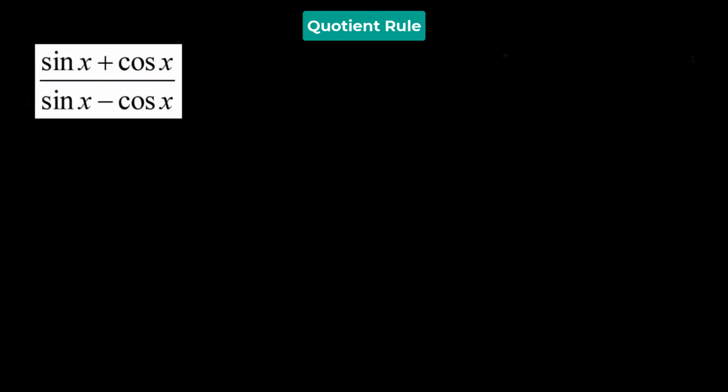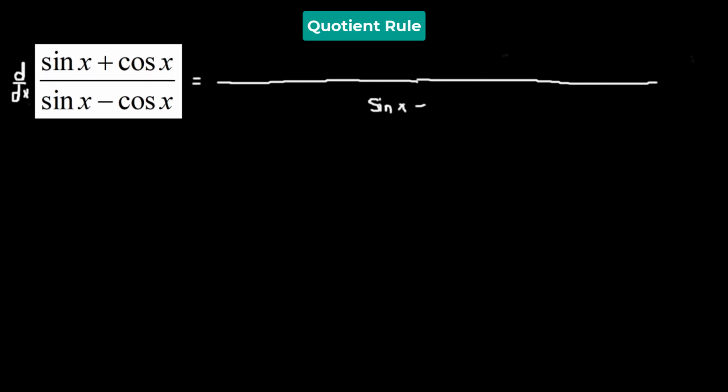Let's move on to the next question. So here we have the function sine of x plus cosine of x divided by sine of x minus cosine of x. So let us find out the derivative with respect to x by using the quotient rule. So the function in the denominator is sine x minus cosine of x. So let's take it and write it in the denominator by squaring it. So we have sine of x minus cosine of x whole squared.